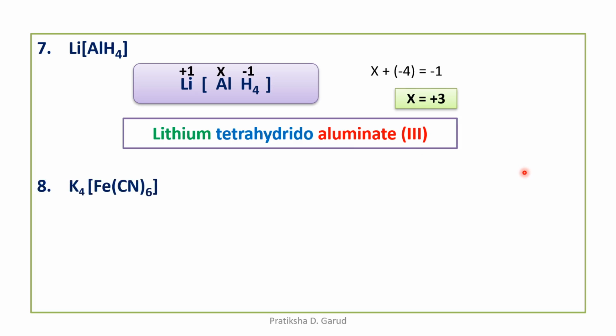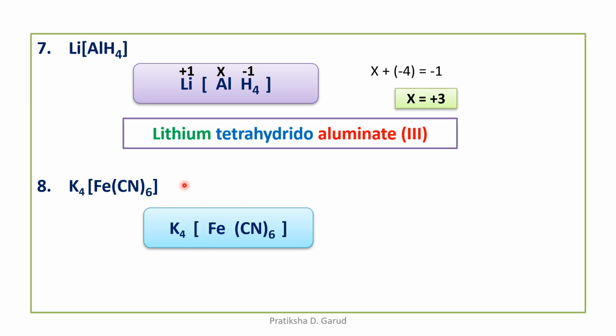Next example, K4Fe(CN)6. In this, it is again an anionic complex ion, because outside we are having the cation, which is having the plus charge, therefore the complex is having the minus charge. So let us see the structure. In this structure, Fe is the central metal atom, for which we have to find out the oxidation state or number, therefore it is X. Cyanide is the negative ligand, therefore -1 charge, and potassium is having the +1 charge. So it becomes X plus -6, which is equals to -4, right? And therefore X is equals to +2. Therefore the oxidation state of the Fe is +2.